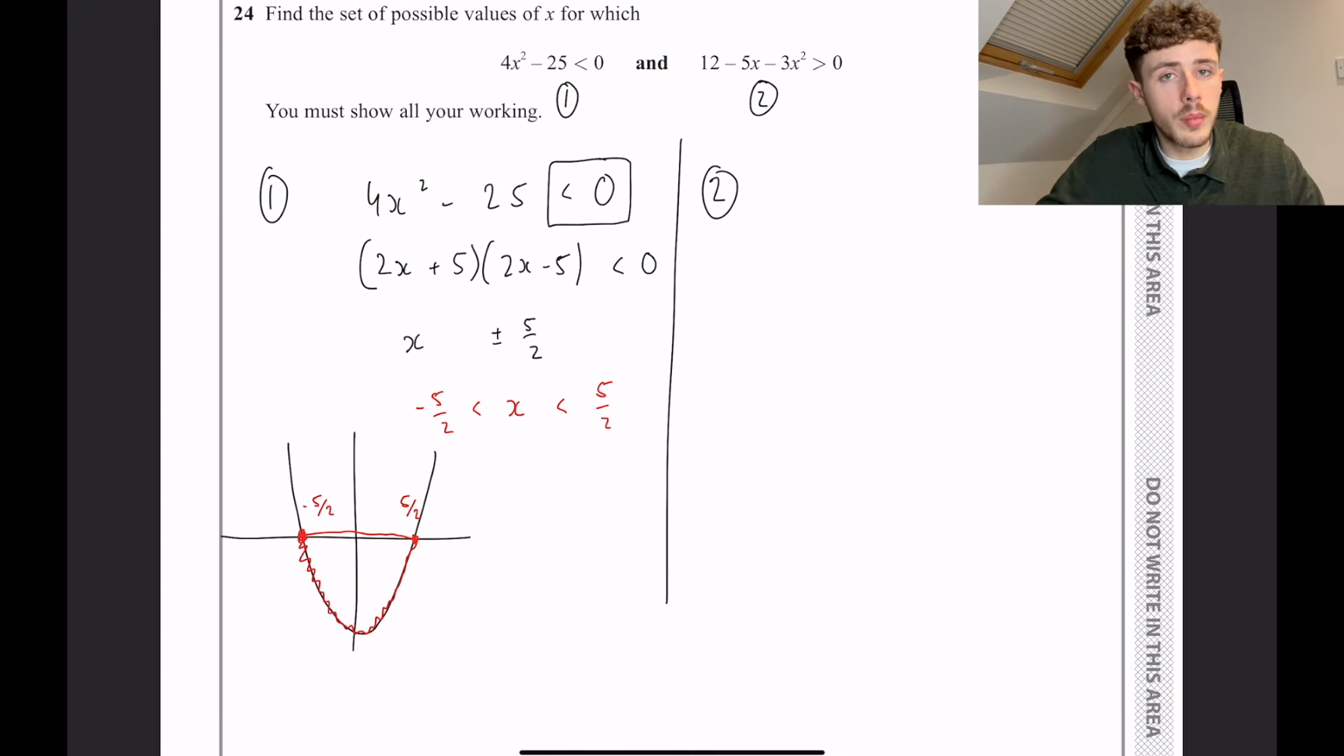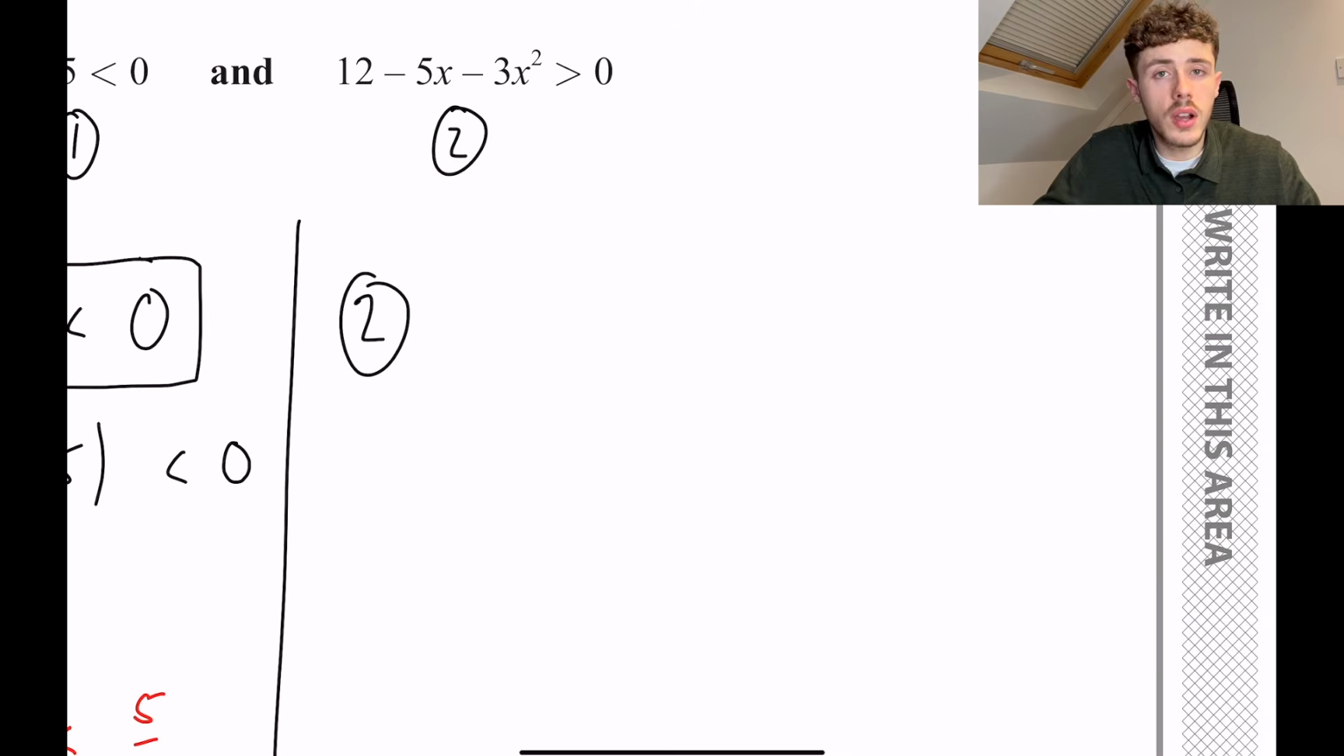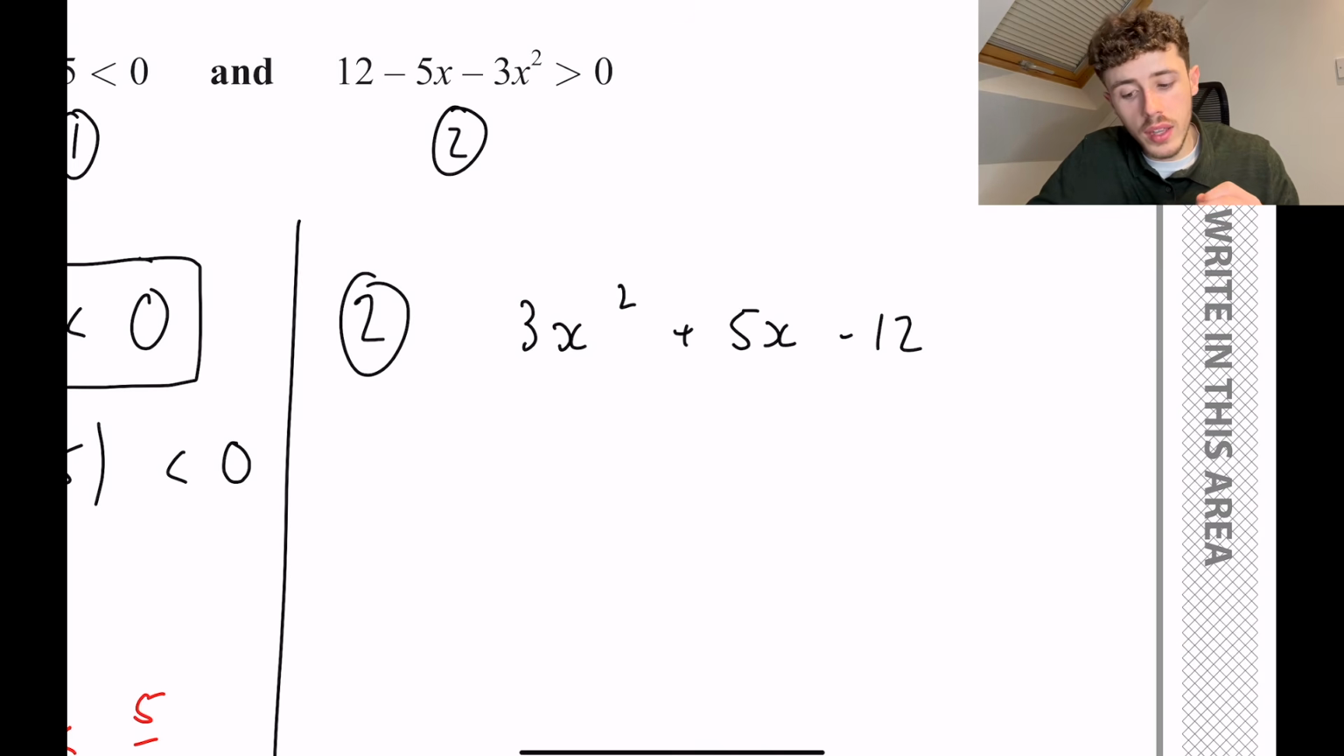So now a very similar idea for our second one. The first thing I will do here is multiply everything by minus 1 to make that x squared term positive. However, when we multiply by minus 1 on a quadratic inequality, or any inequality again, we want to flip that sign round so it's now less than 0.